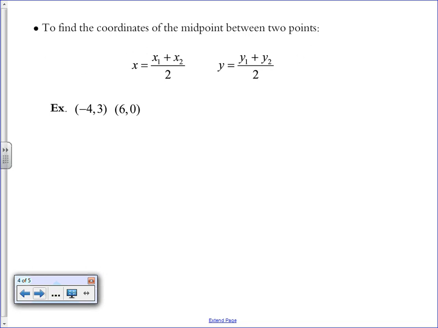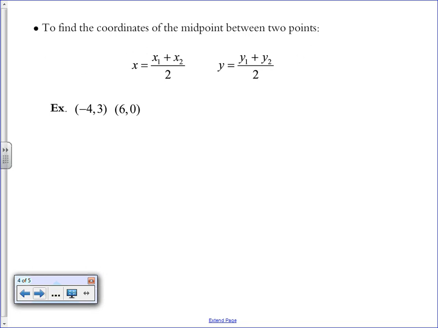Totally separate formula, though often taught at the same time, is the midpoint formula. So this is not asking you about the distance between 2 points. It's saying if I was to put a point halfway in between 2 points, where would that point go? So it's asking you for the coordinates of a new point, the coordinates of the midpoint.